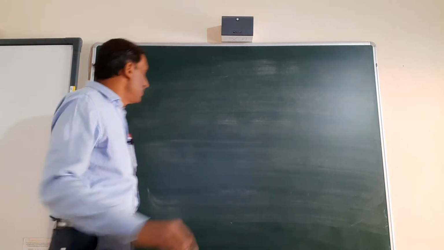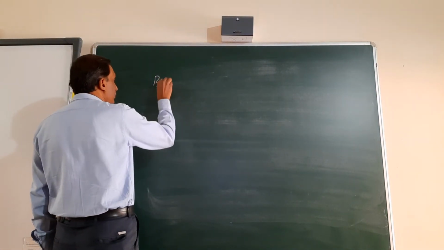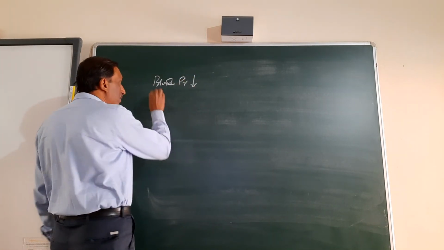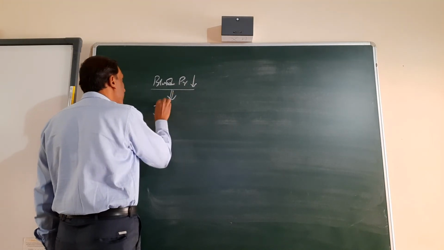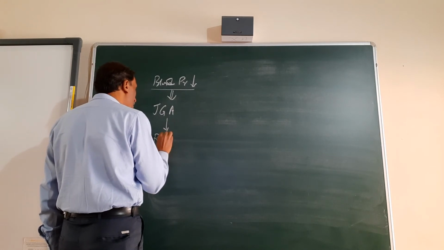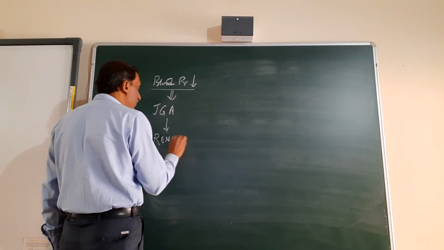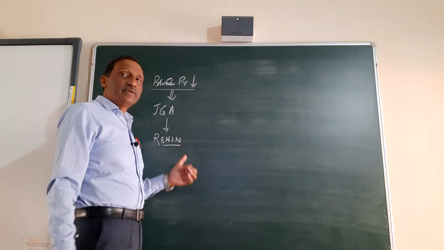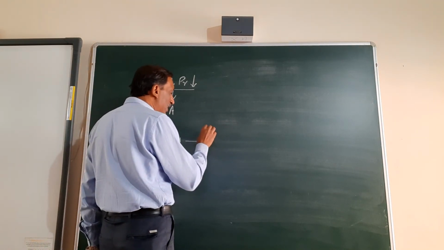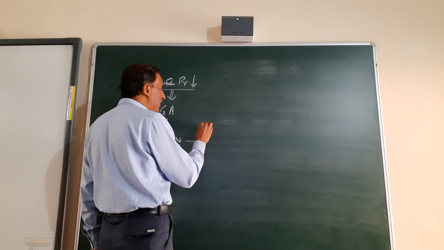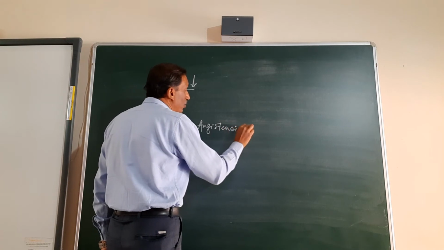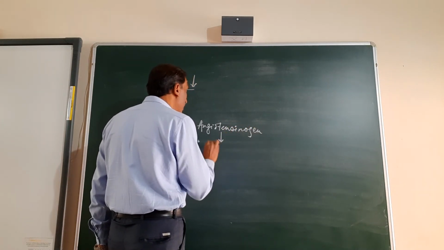What the JG cells will do: as the blood pressure falls, it is noticed by the JGA. What will the JGA do? JGA will secrete a hormone called renin. What does renin do? Renin changes the angiotensinogen already present in the blood into angiotensin, that is, it converts angiotensinogen into angiotensin.